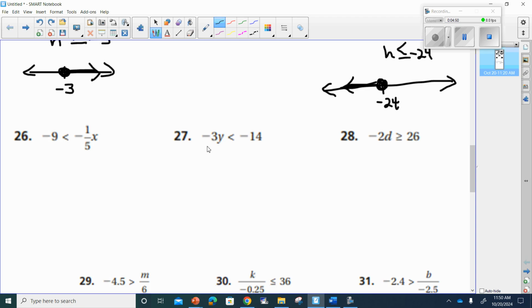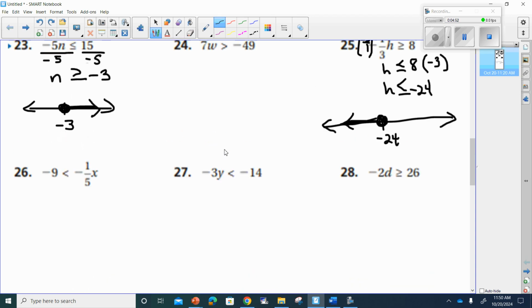I see I'm multiplying by negative 3, so I'm going to divide by negative 3. Whatever I do to one side, I do to the other. Dividing by negative numbers, so I turn my symbol around. This gives me y over here by itself. And when I take 14 divided by negative 3, I'm going to get a positive number because a negative divided by a negative is a positive.